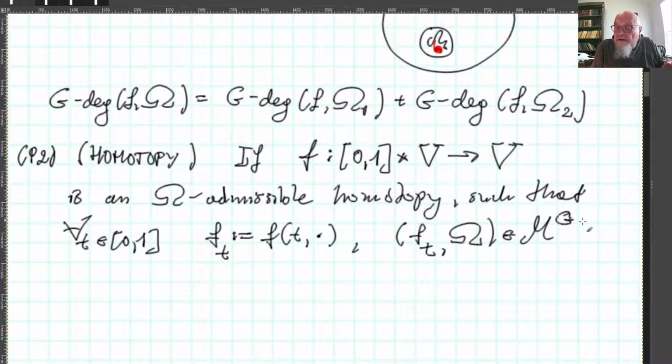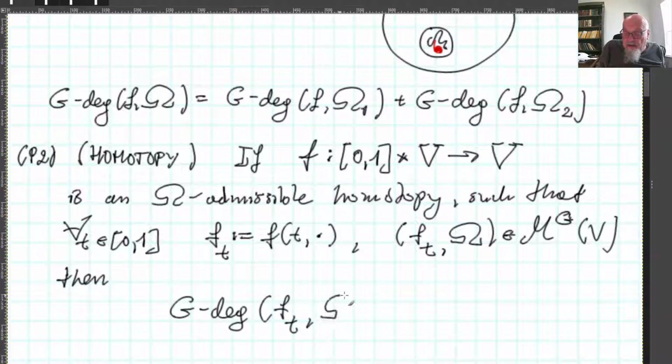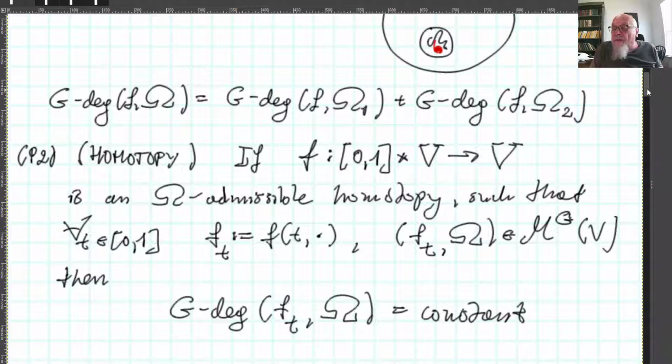so M^G on V, so that simply means in particular that omega is an open bounded G-invariant set, and f of course is equivariant with t fixed, for every fixed t it is equivariant. Then we have here the G-degree, and here f_t omega is constant with respect to t, that means it doesn't change. So this is called the homotopy.